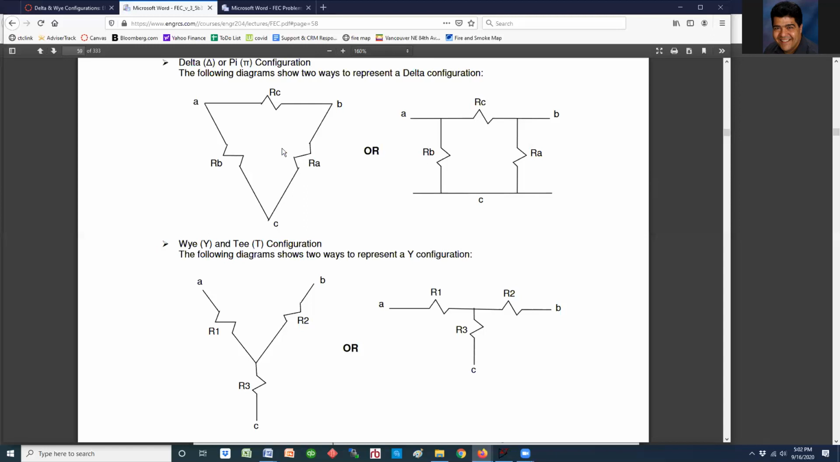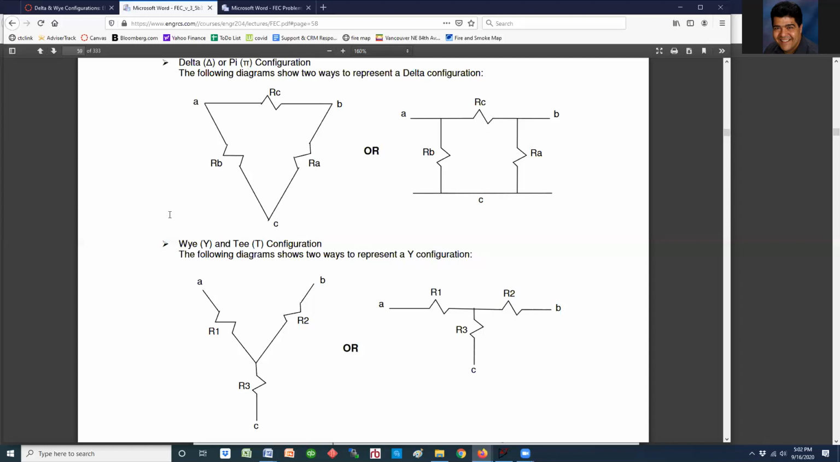As you can see, we've got a delta, sometimes drawn this way, called delta. Or it's the same diagram, it's just the lines have been made vertical and horizontal, so it looks more like a pi. The resistors are in a pi configuration. So it is used interchangeably depending on which part of the industry you are in and what type of products you work on. It might be referred to as delta or pi.